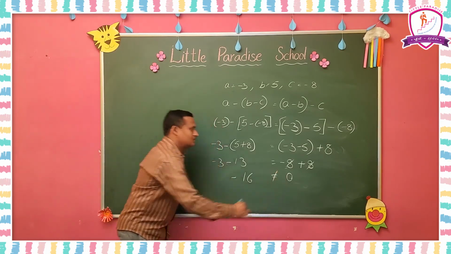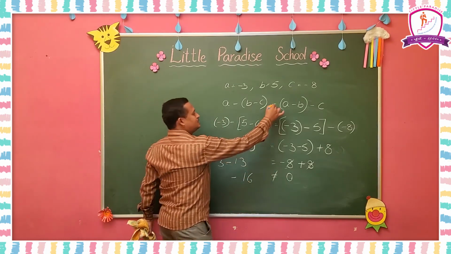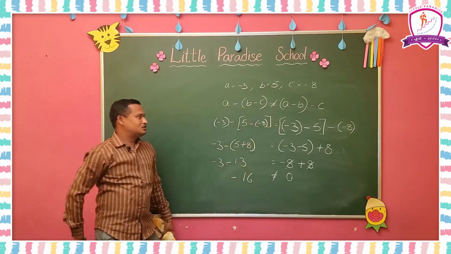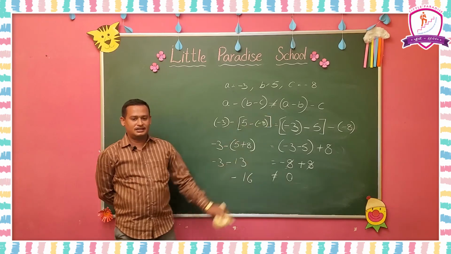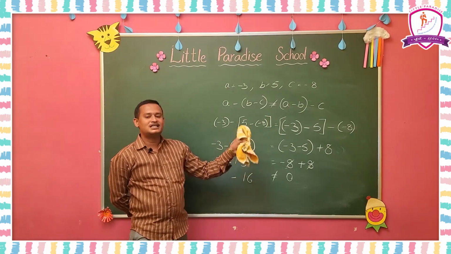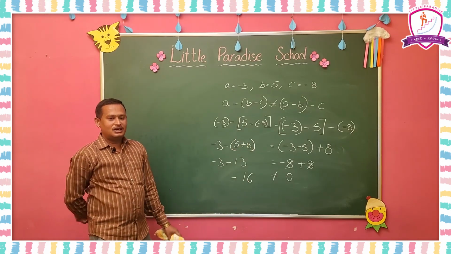So, here these two are not equal. So, what we can say here: a minus of b minus c is not equal to a minus b minus c. So, the associative property under subtraction will not be satisfied in integers. So, next one.